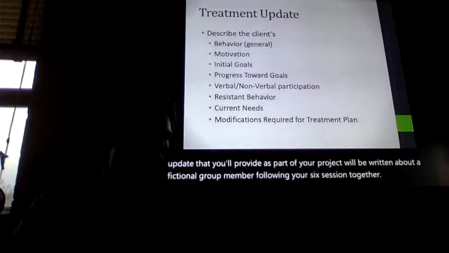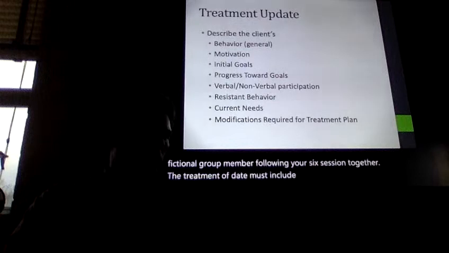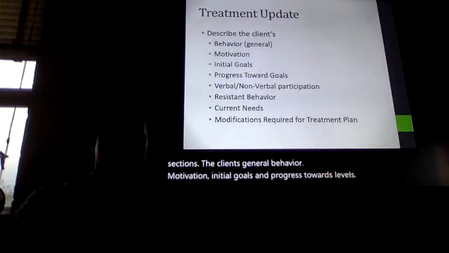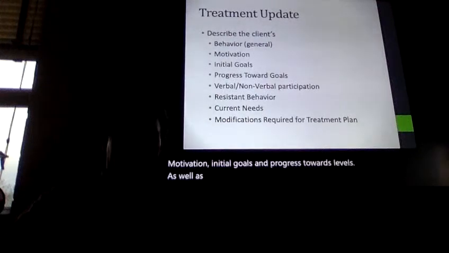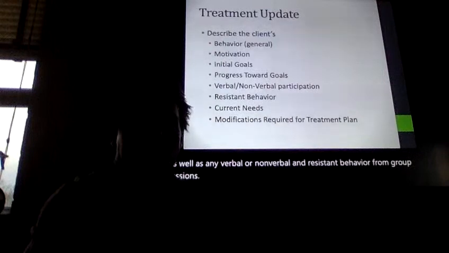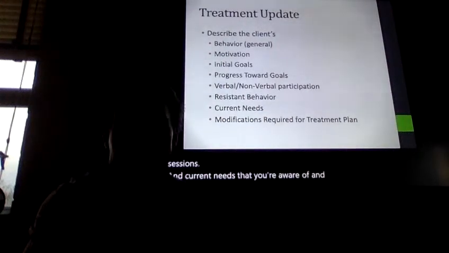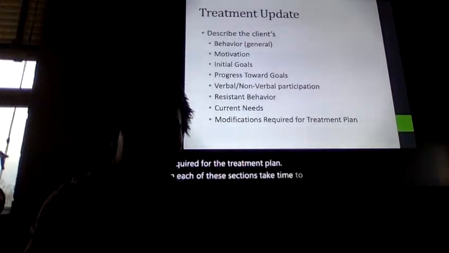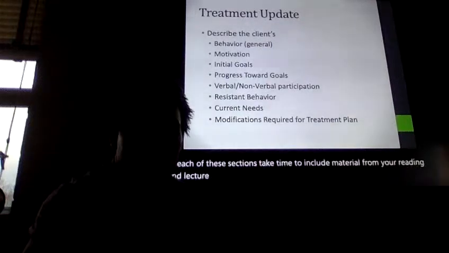The treatment update must include information on each of the following sections: the client's general behavior, motivation, initial goals and progress towards those, as well as any verbal or nonverbal and resistant behavior from group sessions, and current needs that you're aware of, any modifications that are required for the treatment plan. In each of these sections, take time to include material from your reading and lecture materials, citing specific behaviors and group dynamics as appropriate.